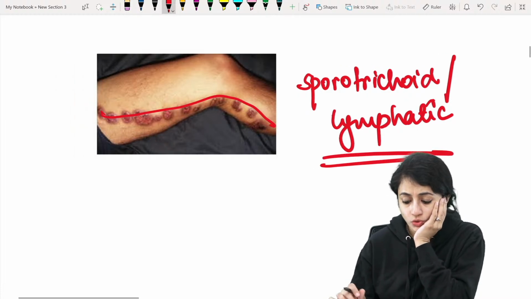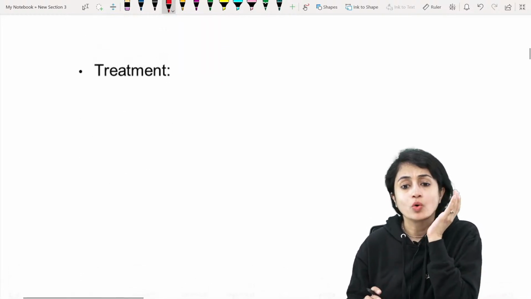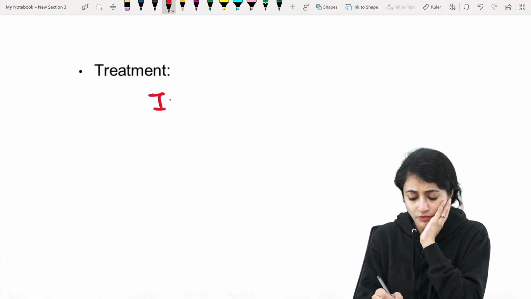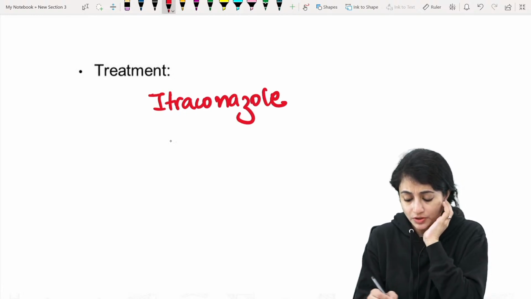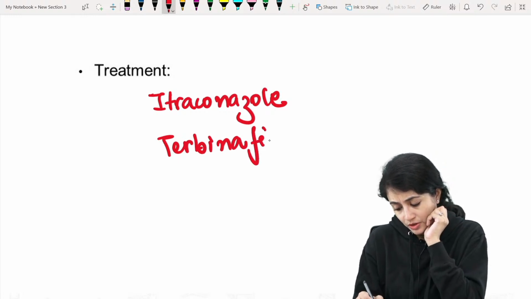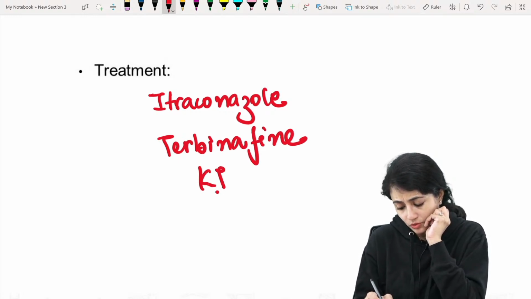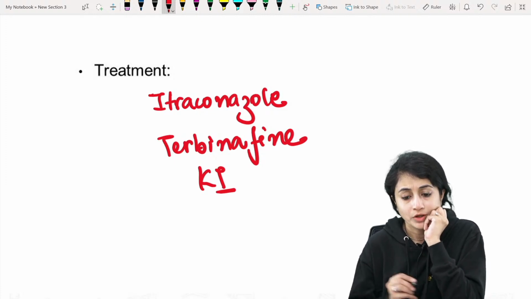Okay, when you do a histopathology, you can see asteroid bodies, but let's leave that. What is the treatment of choice? We give itraconazole. We can give terbinafine, or we can give potassium iodide.